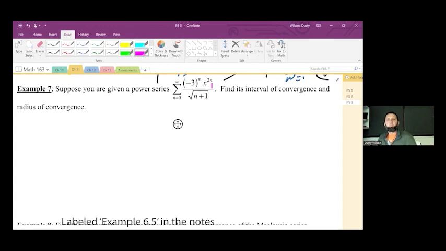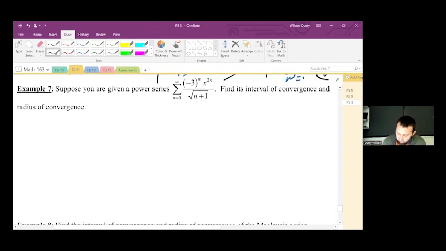Example 7. Suppose you're given a power series, the sum from n equals 0 to infinity of -3 to the n times x to the 2n over the square root of n plus 1. Find its interval of convergence and radius of convergence. In this particular case, we are not going to be able to find its interval of convergence using just the facts that we know here from this class. There's something that's a little bit beyond this class, but we'll be able to come close to it. We just won't understand what's going on with our endpoints. So anyway, we're going to dive in and use our ratio test.